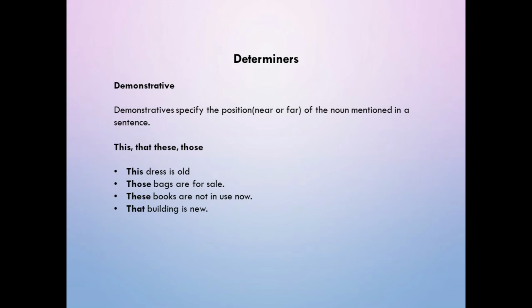The next example is these books are not in use now. In the sentence, these is the demonstrative determiner, and we are talking about the position of the noun books in this sentence. This demonstrative determiner tells that the books are nearby. The last example is that building is new. In the sentence, that is the demonstrative determiner, and it is coming before the noun building, mentioning that the building is at a distance.